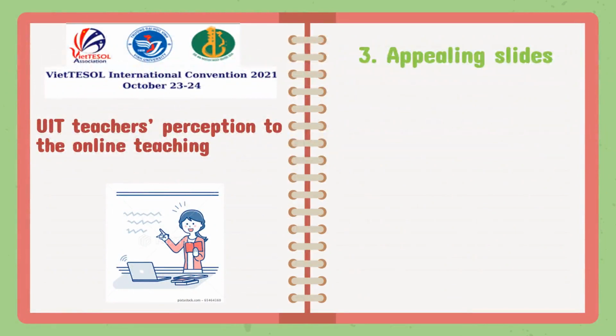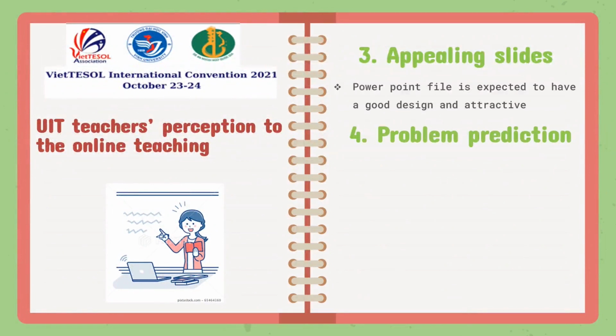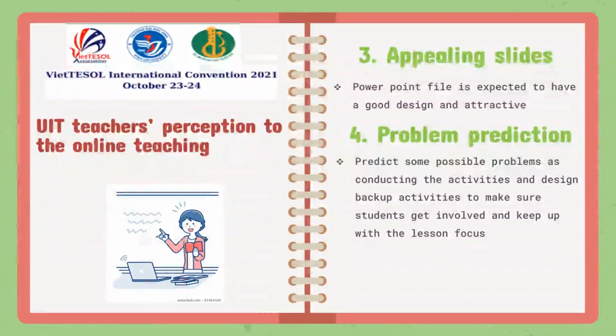Another point is appealing slides, and the last one, problem prediction. As we know, when we conduct an online lesson, we cannot predict anything that may occur. So, the teachers have to predict some possible problems while conducting the activities and design backup activities to make sure the students get involved and keep up with the lesson focus.